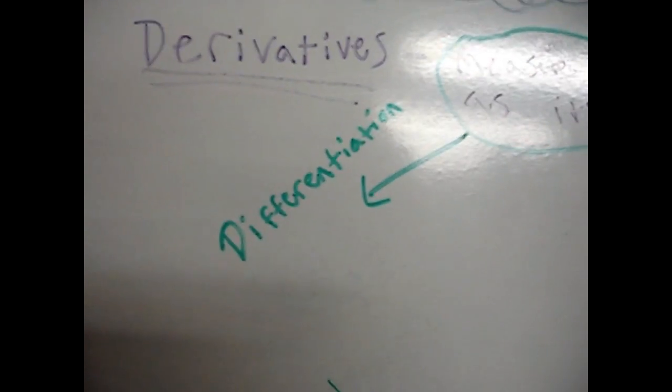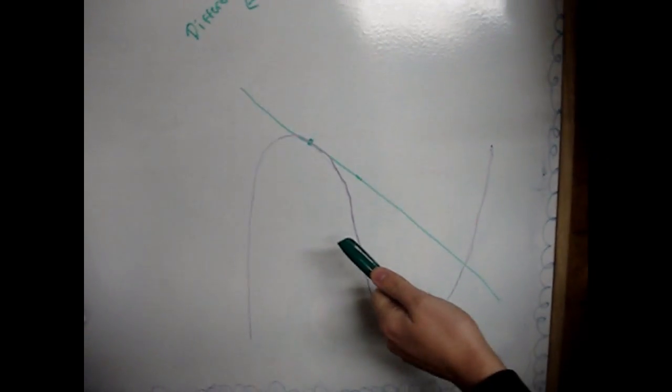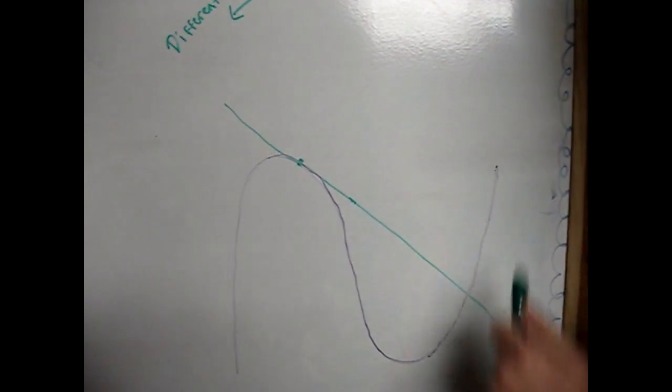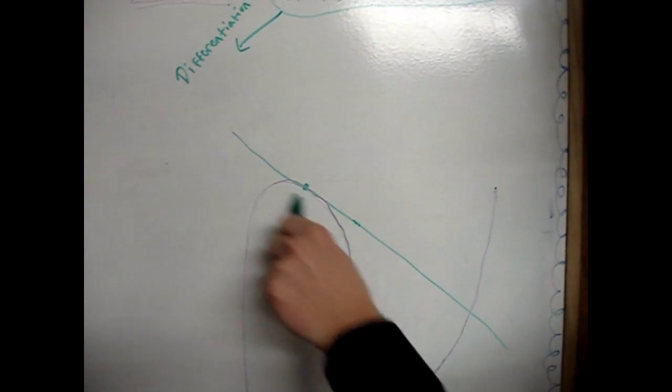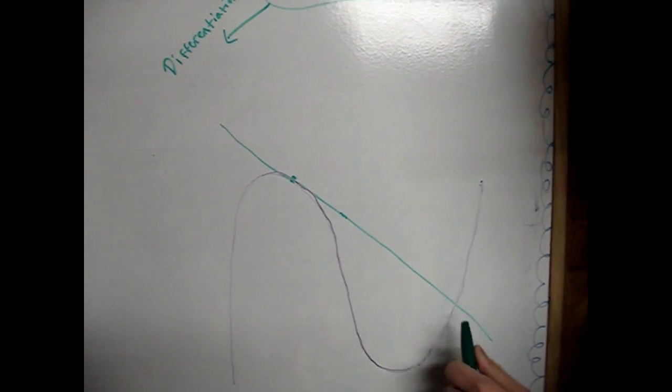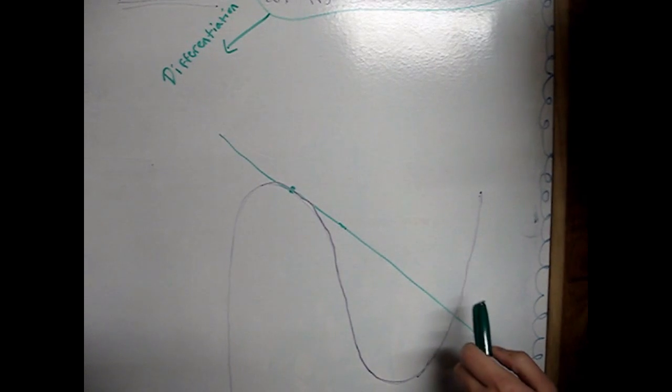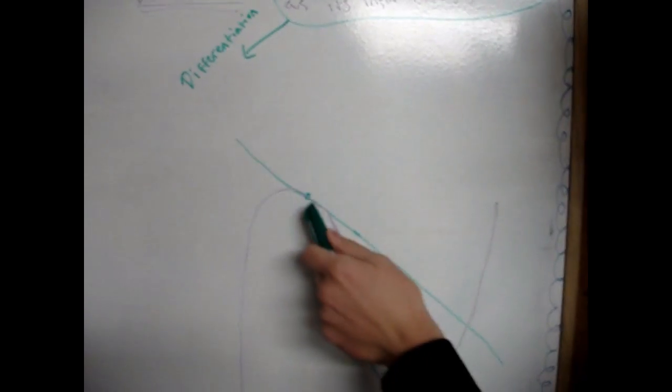Alright, so we have a graph right here, and the graph of the function is drawn in purple, as you see here, and the green line is the tangent line, and the slope of the tangent line is equal to the derivative of the function at the marked point.